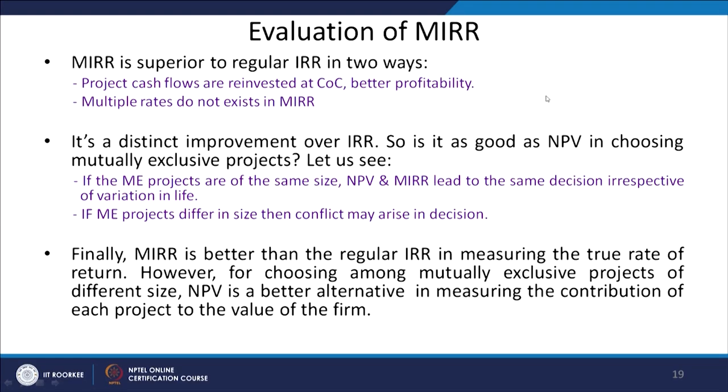So is it as good as NPV in choosing mutually exclusive projects? It's a very important consideration here, and a very important question also. Certainly we say that it is an improvement over the IRR. So is it as good as the NPV in choosing mutually exclusive projects? Because mutually exclusive projects you cannot select with the help of the simple IRR. It is possible to take a decision with regard to mutually exclusive projects with the help of NPV.